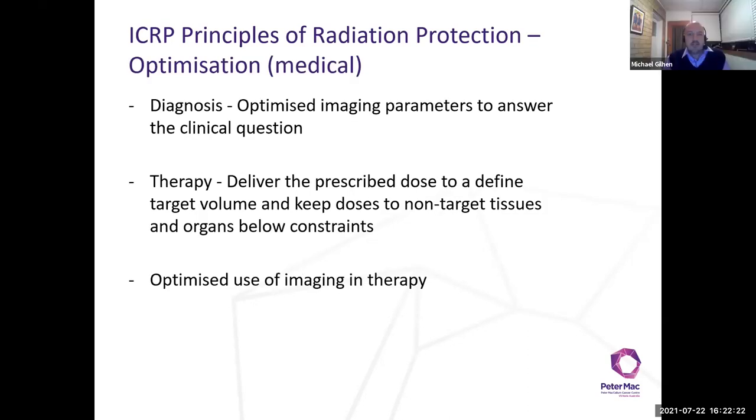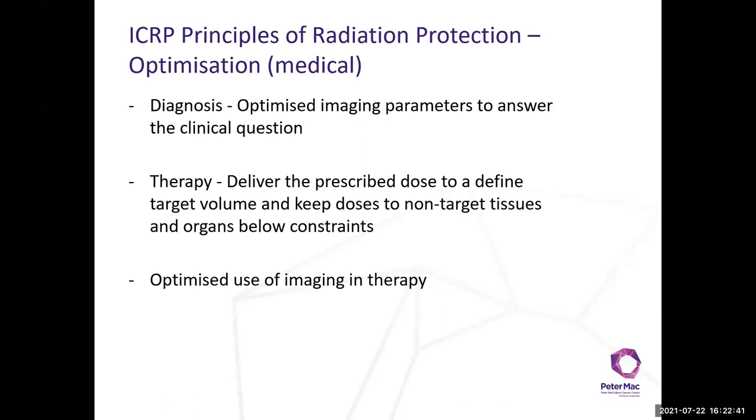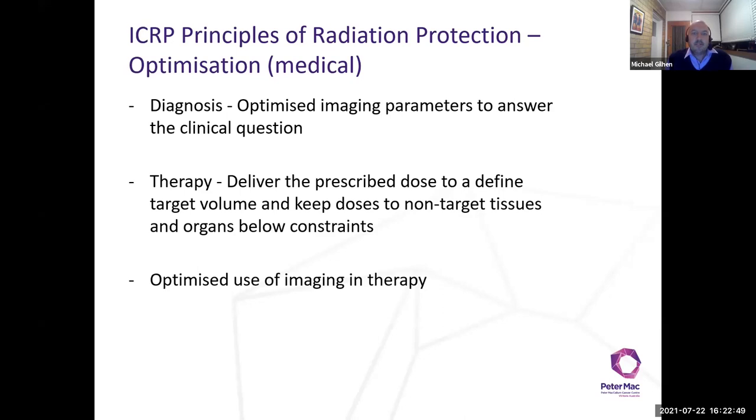Once we've decided that our use of radiation brings a benefit and that the benefit outweighs the risk, we then need to optimize that use of radiation. And this is all medical physics. This is what we're doing. So for therapy, as Thomas described earlier, we want to deliver the dose to a defined target and keep the dose to non-targets below any constraints. And in imaging, we want to get an appropriate picture quality so we can see what we think is going on. We don't want to overexpose the patient because that doesn't bring any extra benefit. But we don't want to underexpose the patient, which risks having repeated scans.